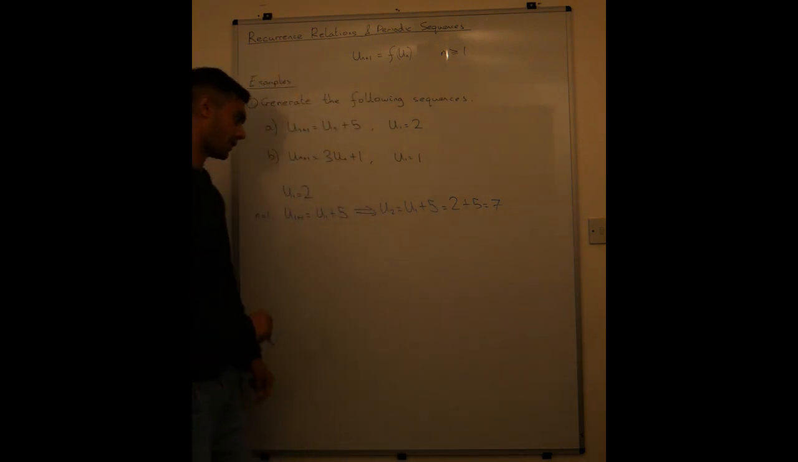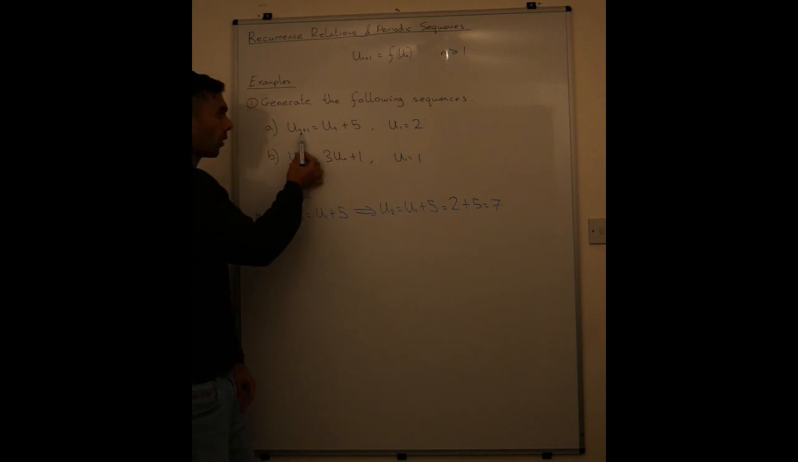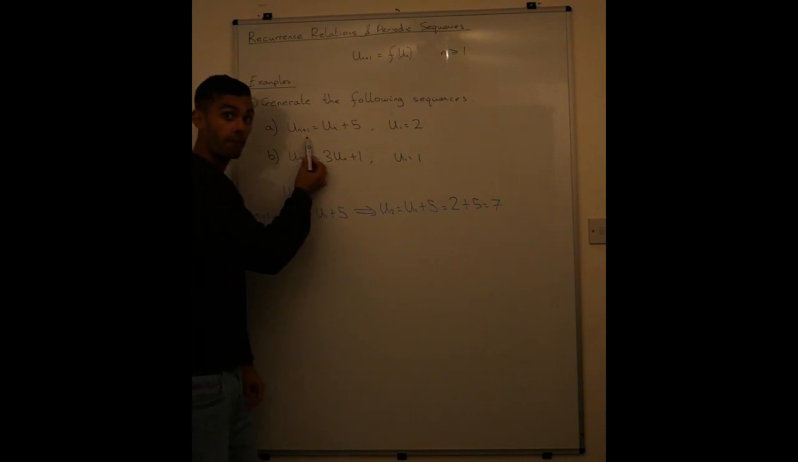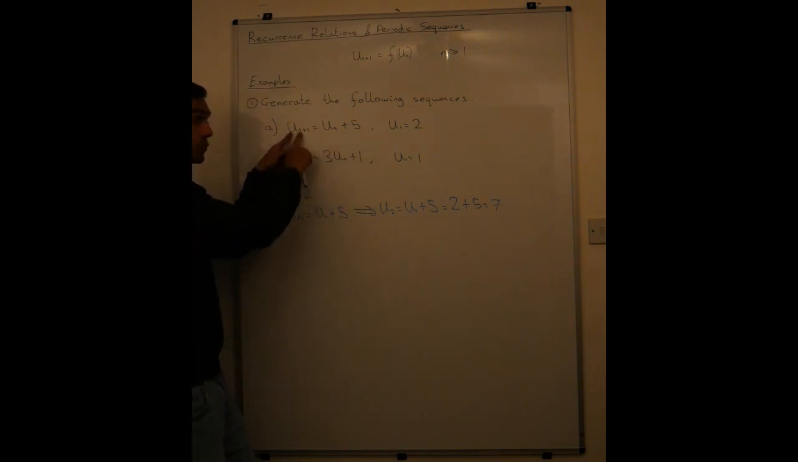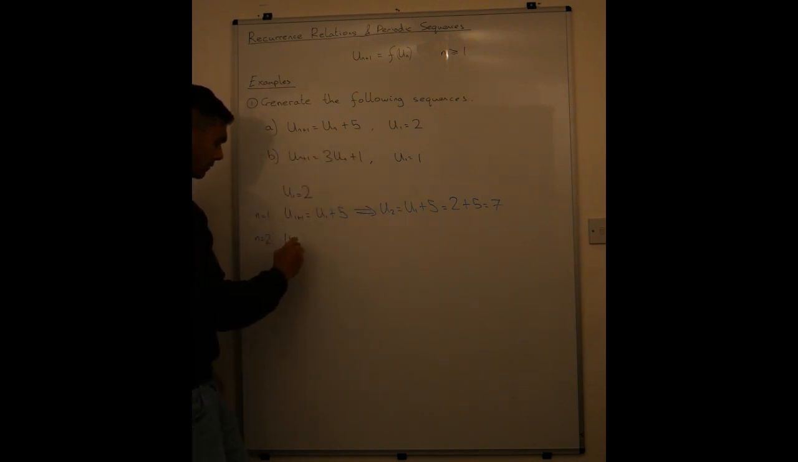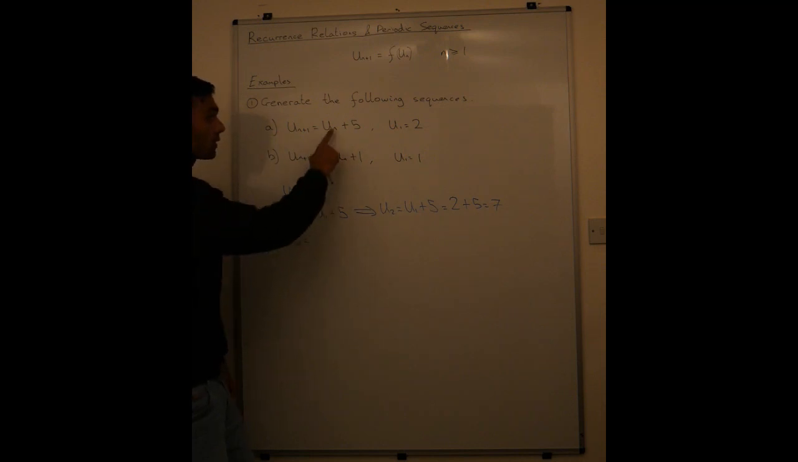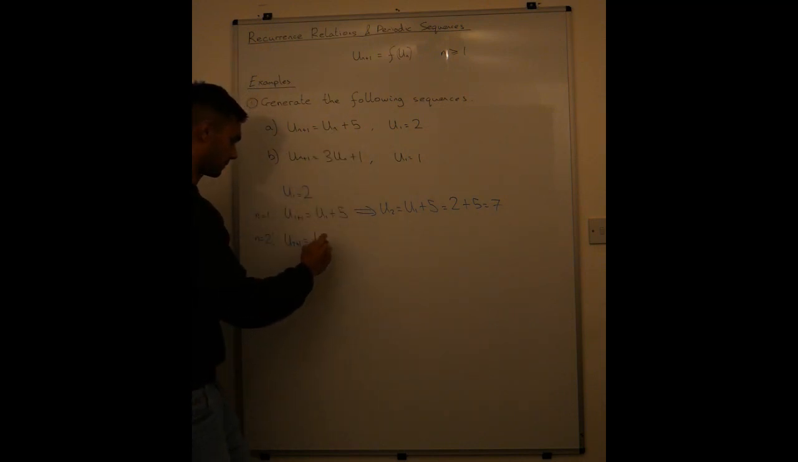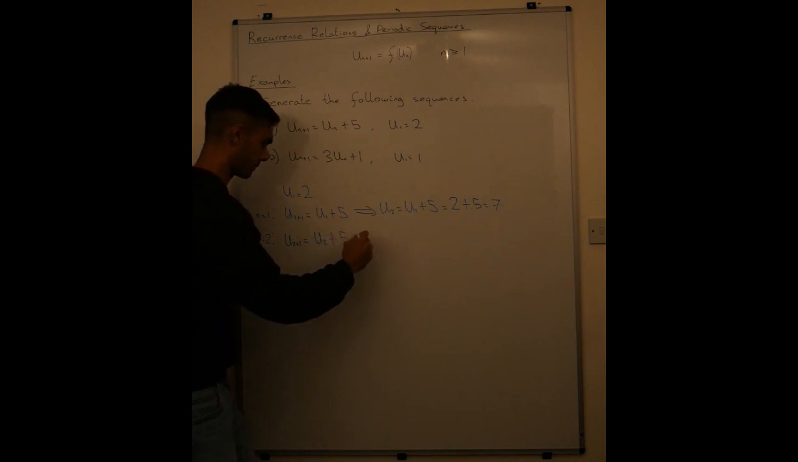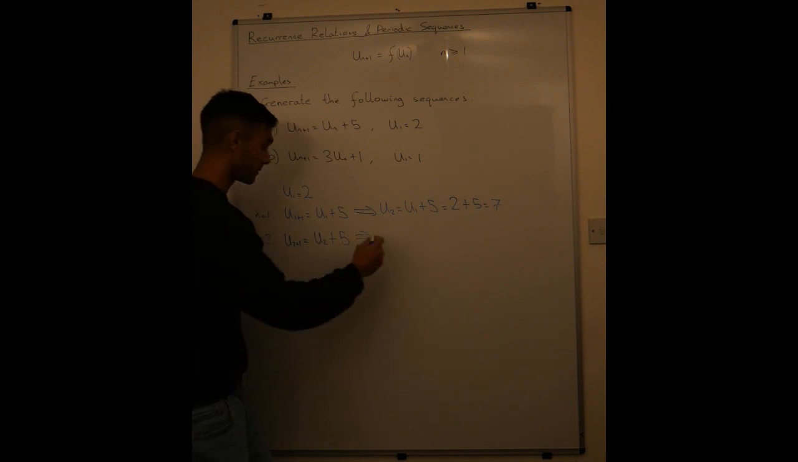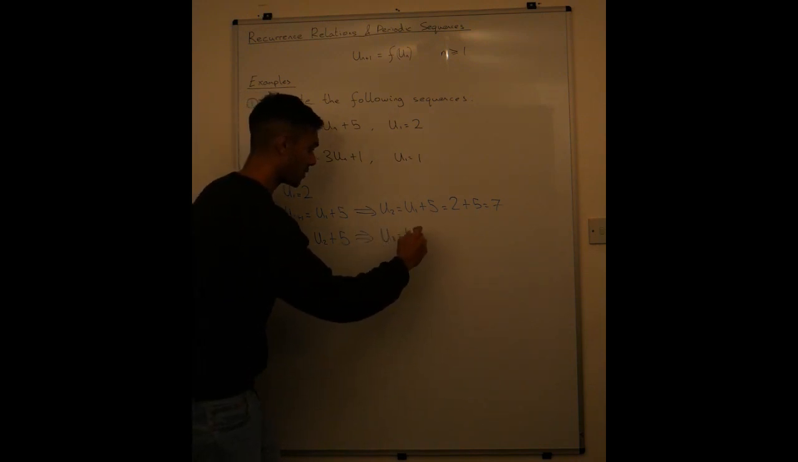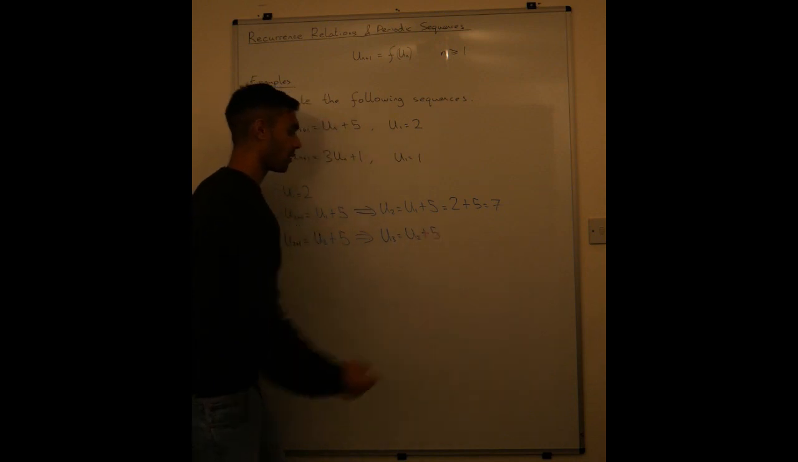Now let's work out the next term. So I want to work out u3. That means I need to make n equal to 2. Okay, and then our formula says u(2+1) equals u2 plus 5. And u(2+1) is actually u3, equals u2 plus 5. Brilliant.